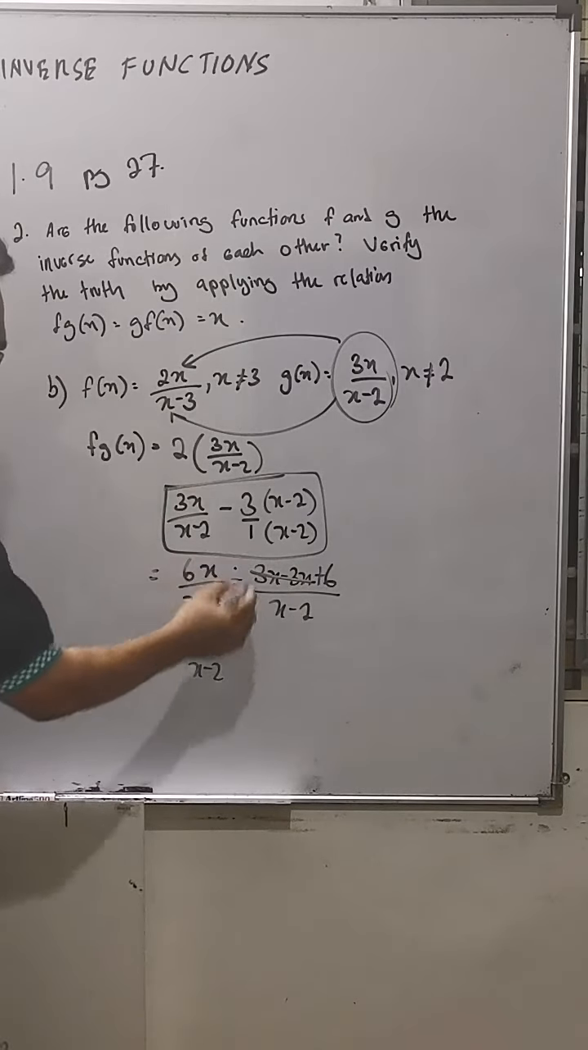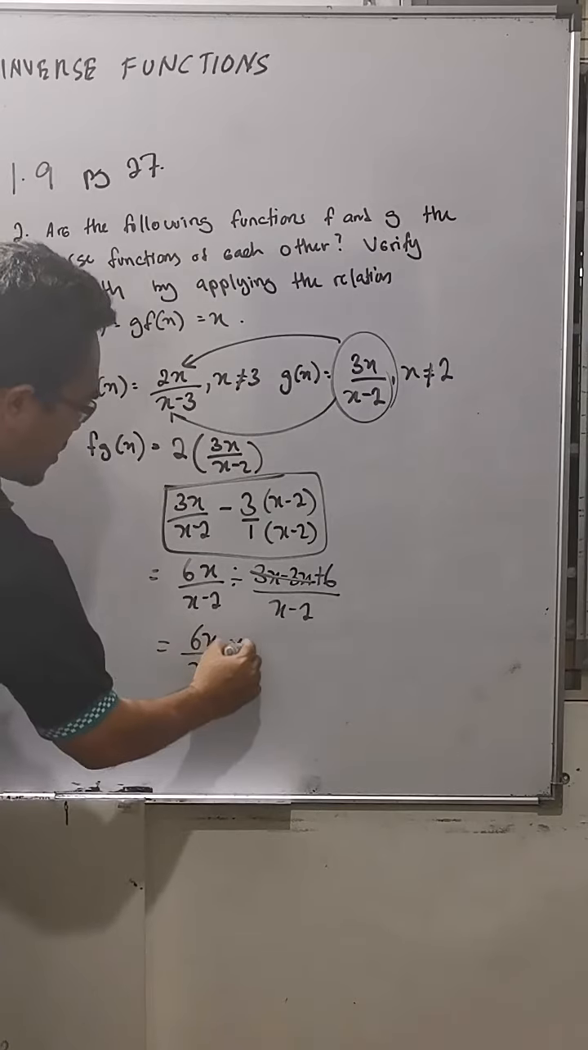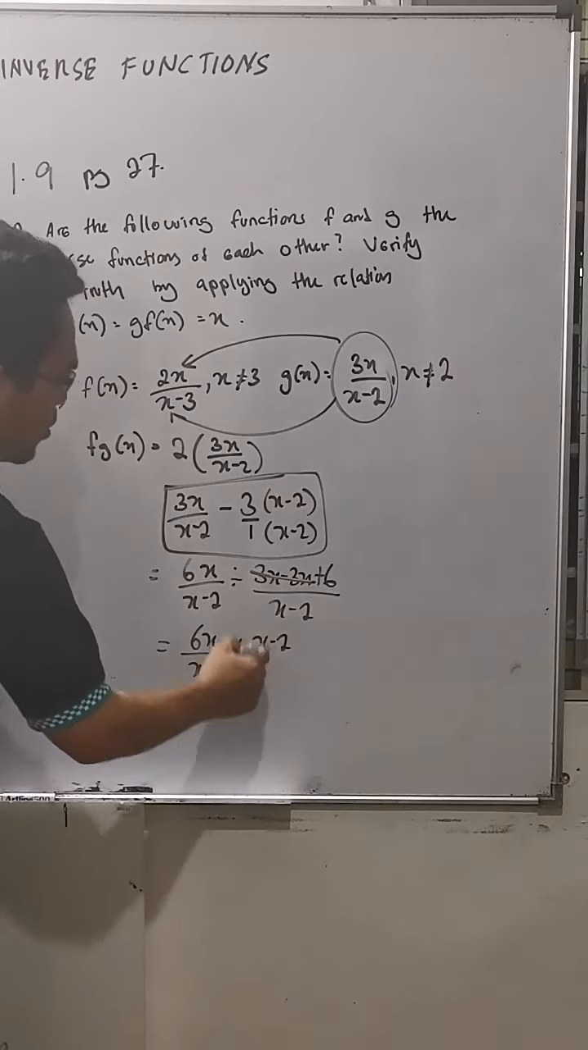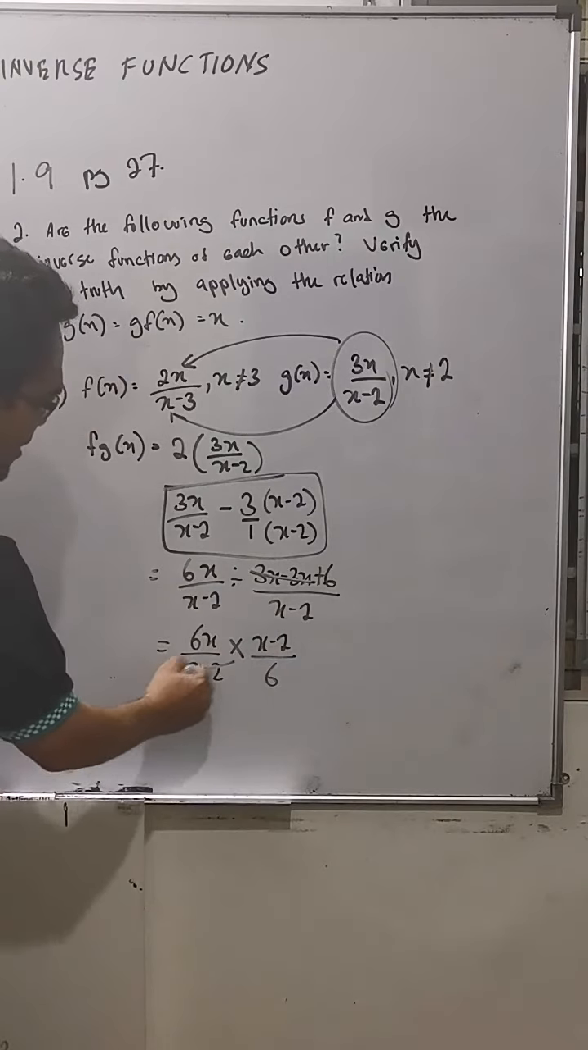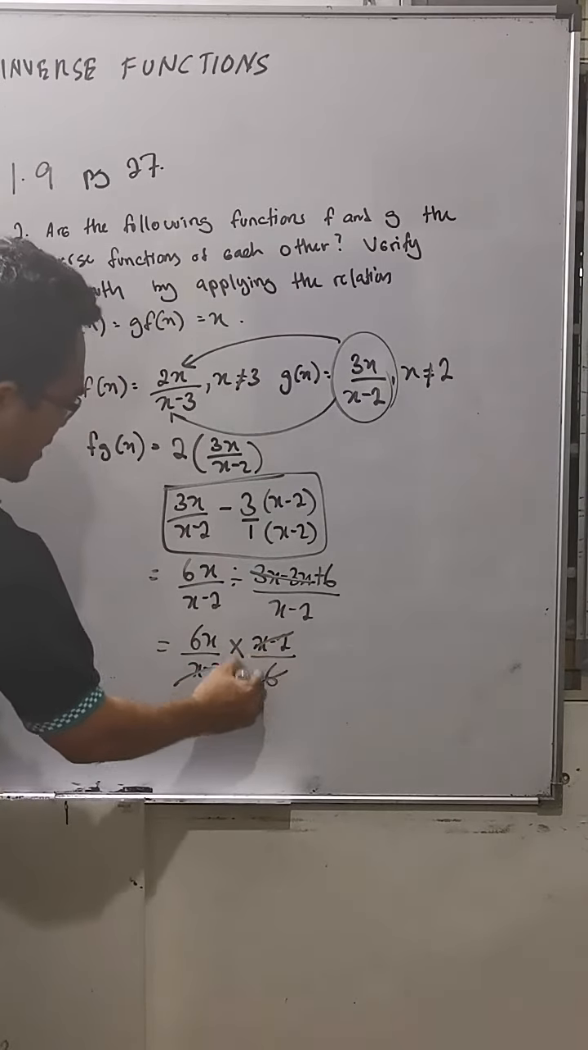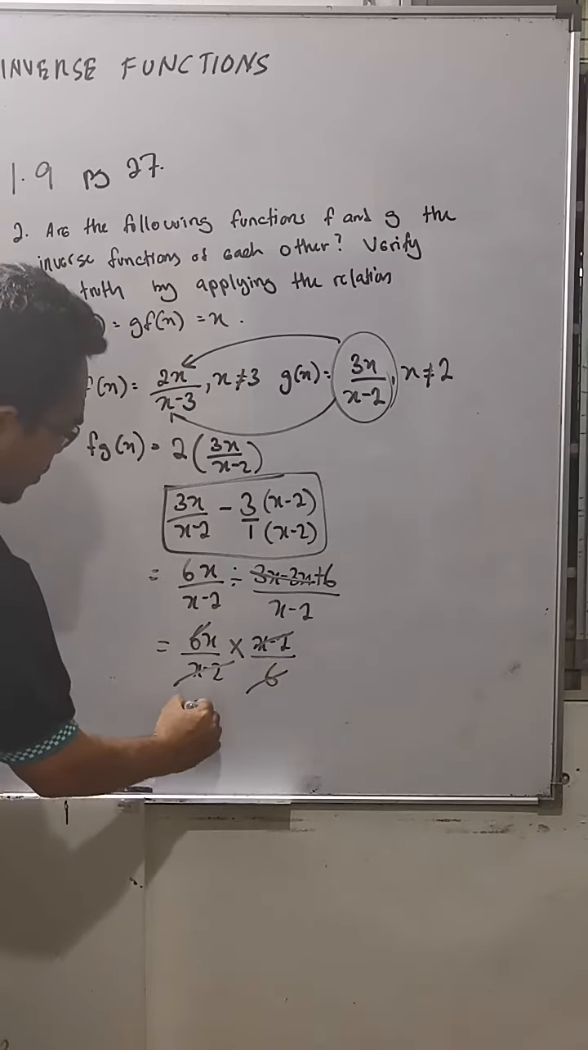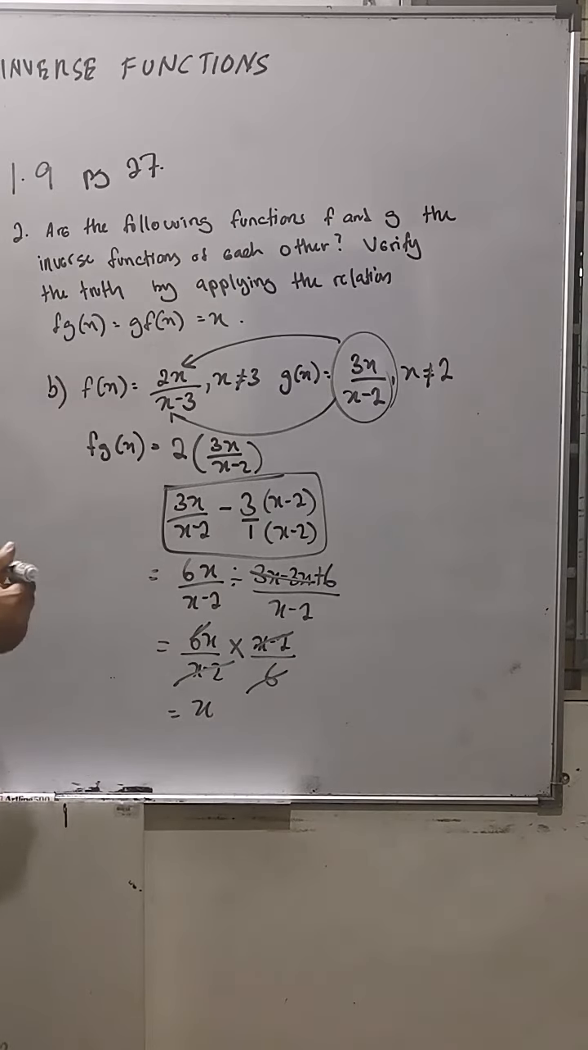Then we have here 6x over x minus 2, and here 3x minus 3x will be 0. Okay, then change division to multiplication. So we have x minus 2, and we have to turn over 6. So we can cut this x minus 2, and 6 cut this 6. So the answer is x. That is for fg.